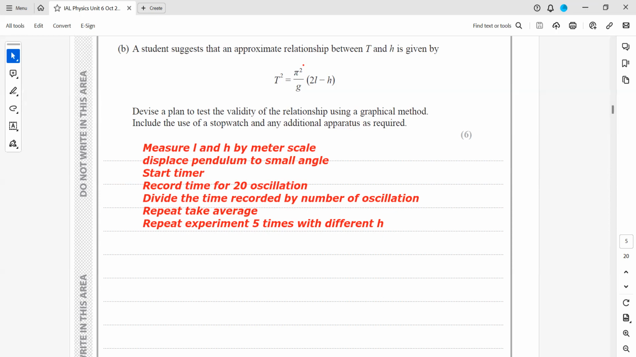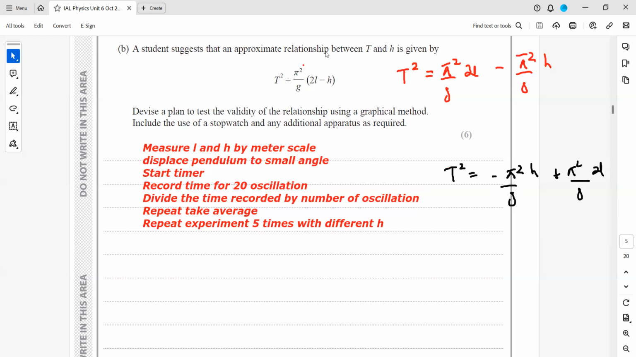Now what graph should we plot? Because we have this equation. If I simplify this equation, it will be T square equals pi square g into 2l minus pi square g over h, because pi square g is multiplied with both of them. If I rearrange this equation, it will be T square equals minus pi square over g into h plus pi square g into 2l.